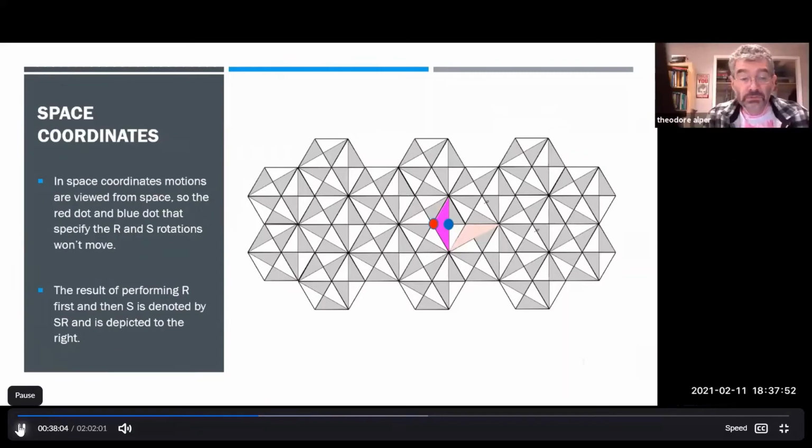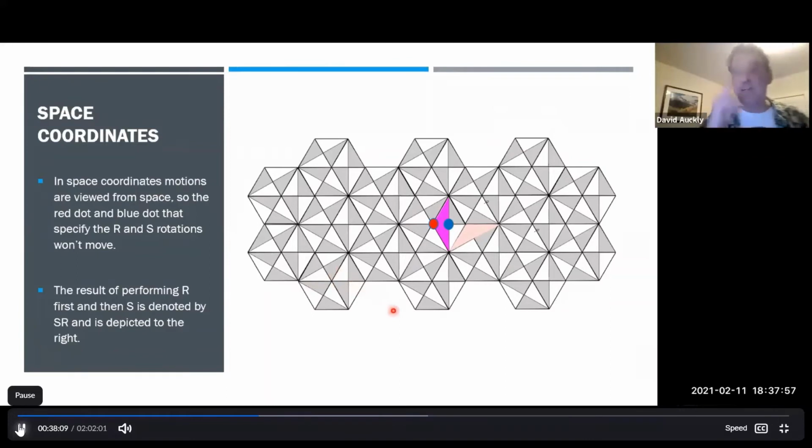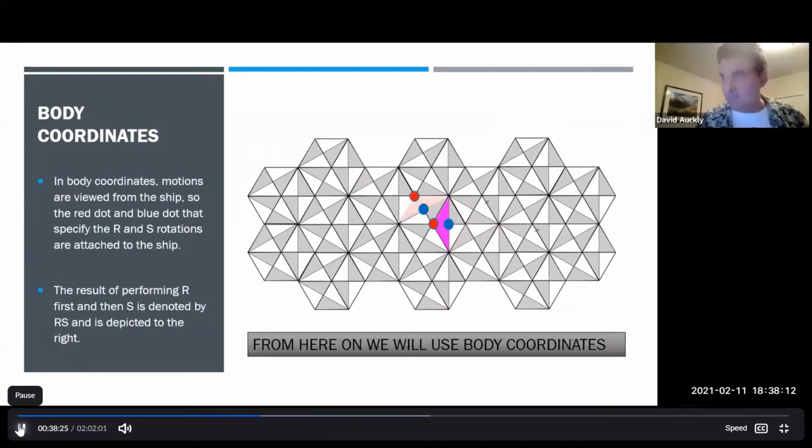Good. You're good? Okay. And so, as opposed to doing space coordinates, which would be good if you were like a control tower and you were monitoring where the spaceships were traveling from afar, if you were in the spaceship, you would probably want to do something like look at body coordinates. And so, if you're looking at body coordinates, you're always doing rotations and things relative to the ship.